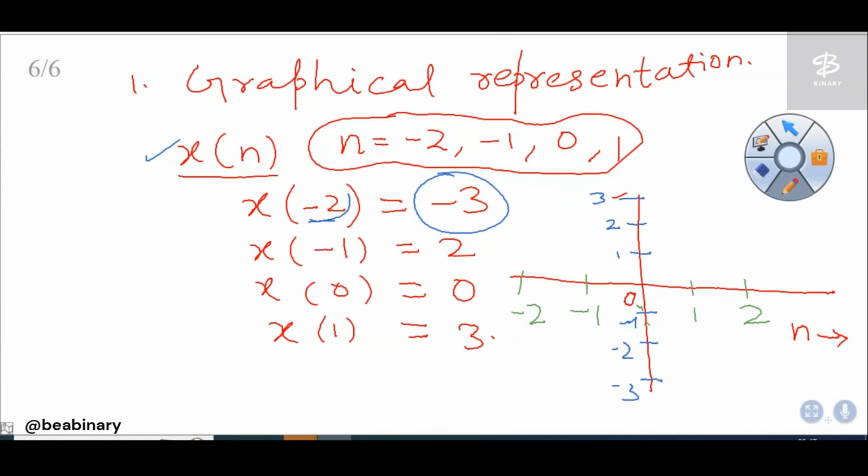Now, if you look at this point -2, the amplitude is -3, so our signal will be here. So this will be represented this way. Next is x of -1. Amplitude is 2. So at this point of x of -1, the value will be 2. X of 0 is 0. X of 1 is 3. So this is the way you can represent a discrete signal in the form of graphical representation.